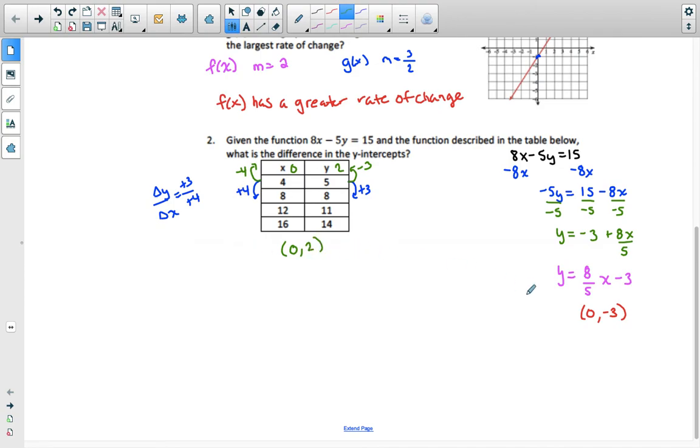So the distance between them, or the difference, is how do we get from 2 to negative 3? We get from 2 to negative 3 by going down 5, or we can go from negative 3 to positive 2 by going up 5. So the difference in the y-intercepts is 5 units, because we're going from a positive 2 to a negative 3. That is 5 units away from each other. It's not negative 5 because distance is not negative.